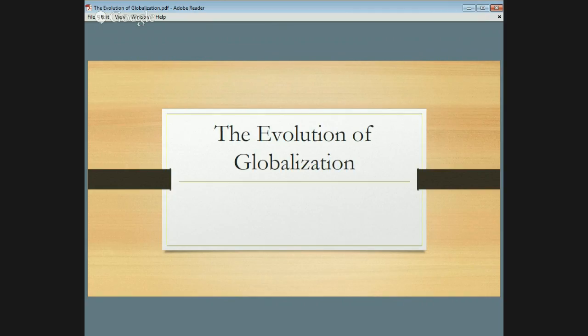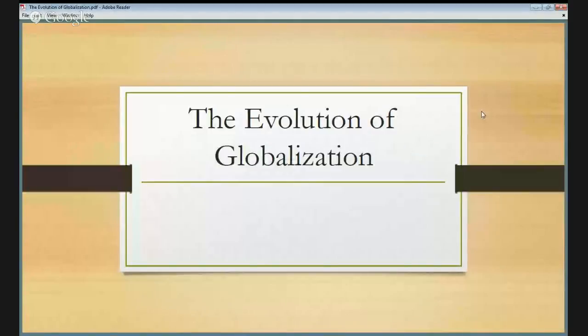Good morning. This is an overview of the evolution of globalization per the ideas of Thomas Friedman of the New York Times in his work, The World is Flat. And I've read it a couple different times. Pretty interesting work. Right now, what we're going to do is just go through a very basic overview of globalization. What is globalization? How it all came about?